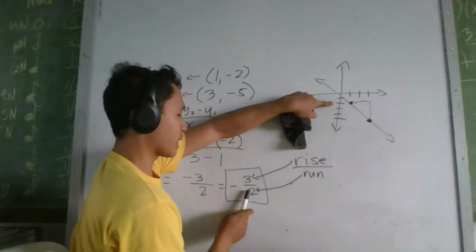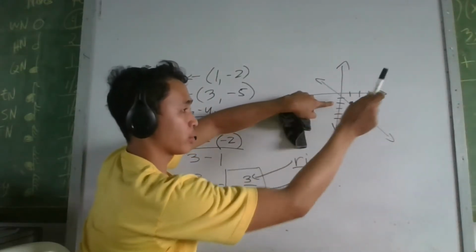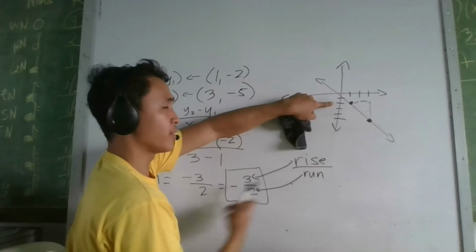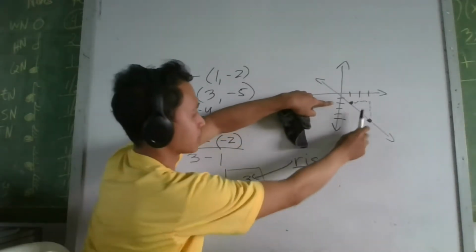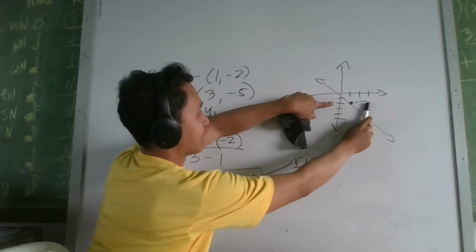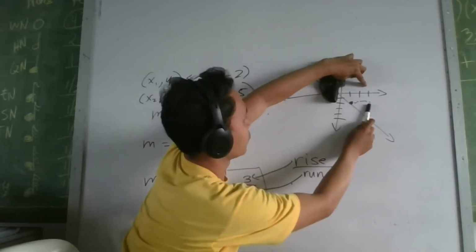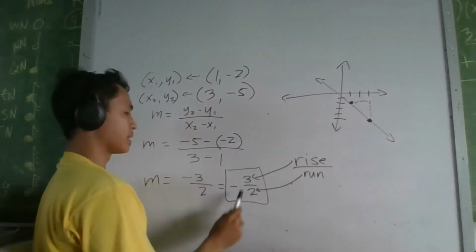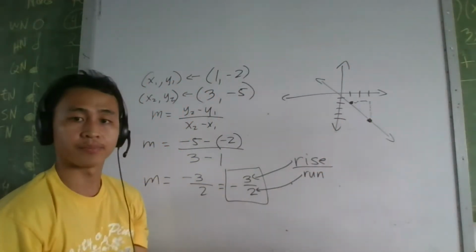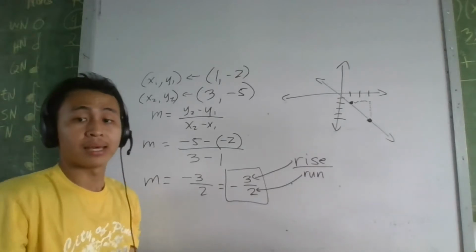Then we have to run 2. Saan papunta? Right or left? Since negative tayo, that is left. Okay? Kung positive dito, that is right. Take note of that one. So since negative left, so 2 units from this point, that would be 1, 2. So therefore, our slope is negative 3 halves. Nakuha? So that's what you mean by the slope.